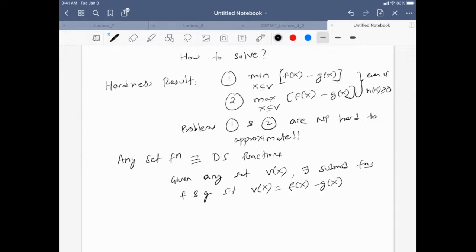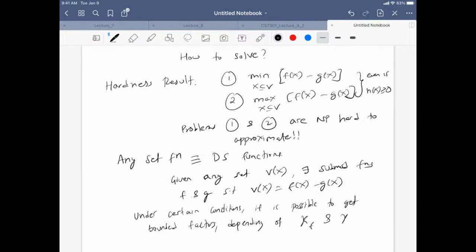But there are certain conditions. Under certain conditions, it is actually possible to get bounded factors, and that depends on the curvature of f and the curvature of g. I won't go into these because this is a little bit more involved. I just wanted to give you the high level flavor of what's going on.